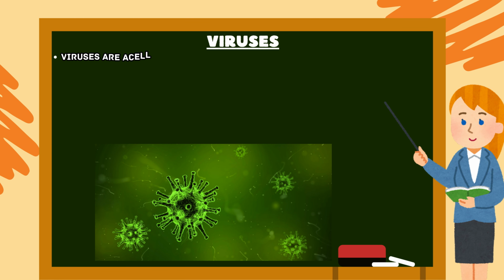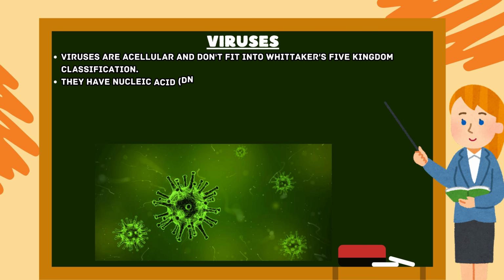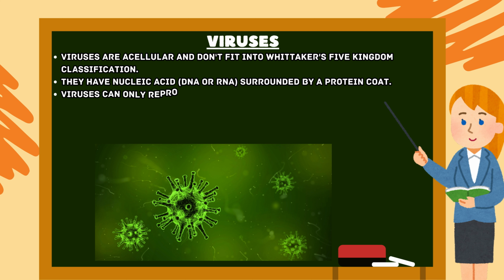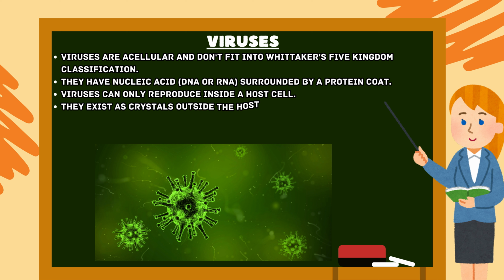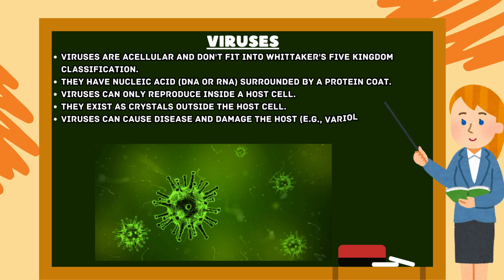Viruses. The viruses are acellular structures and therefore do not find a place in Whittaker's 5 kingdom classification. They consist of nucleic acid that is surrounded by a protein coat. These viruses can grow and multiply only within a host cell. Viruses exist as crystals outside the host cell. They cause disease and severely damage the host. For example, variola causes smallpox, HIV causes AIDS.